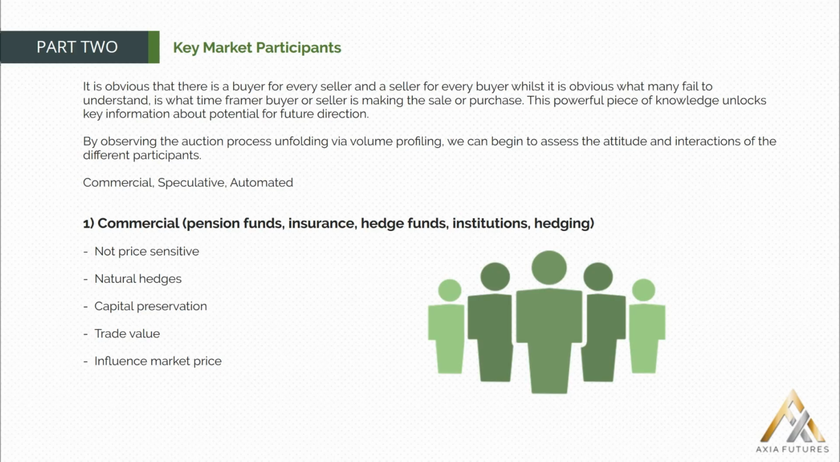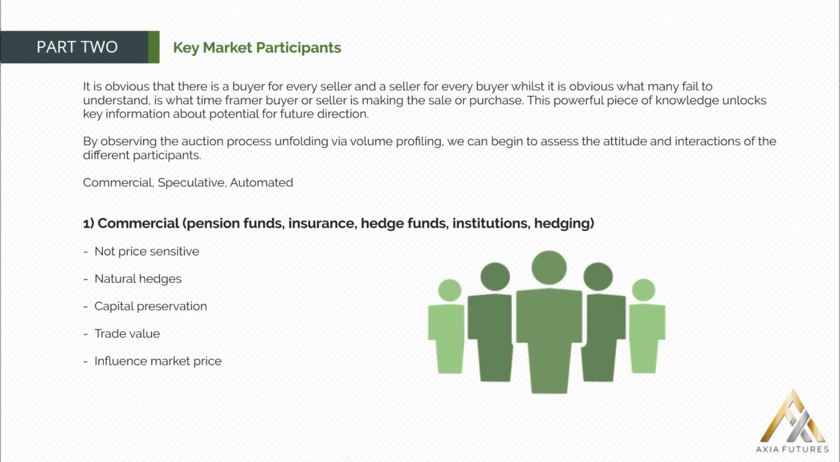The next characteristic, capital preservation. Again, a crucial understanding for commercial paper is that they are expected to preserve capital at all costs. And that is why sometimes we can see some very aggressive moves in one direction and the other as these large institutions enter into the market with paper in order to preserve capital.